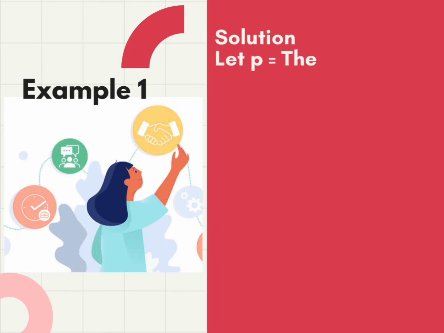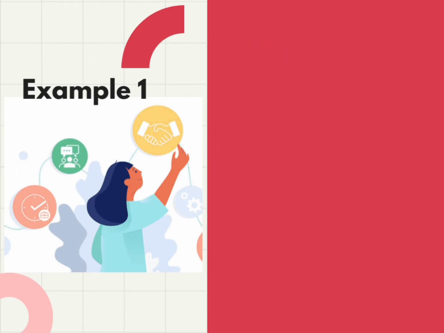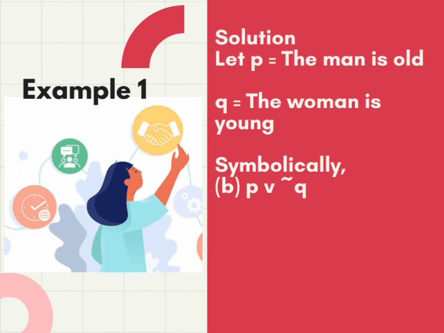The next one we are going to look at is the man is old. We use P to represent that, and the woman is young represents the second statement, Q. So symbolically, the second statement, the man is old or the woman is not young, will be P disjunction negation Q, where the Q statement was negated. So it will be P disjunction negation Q.